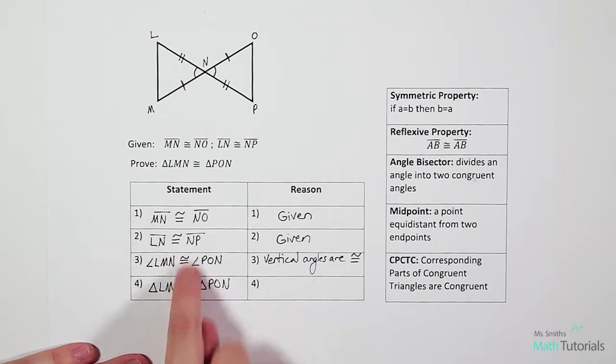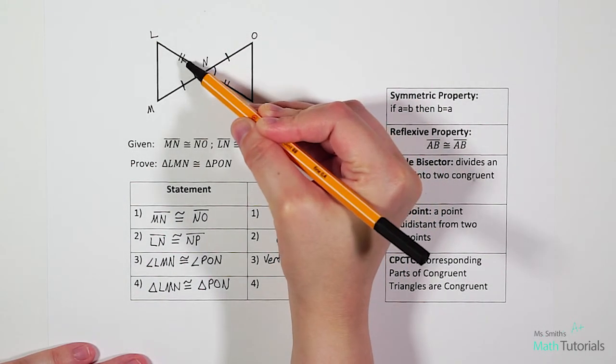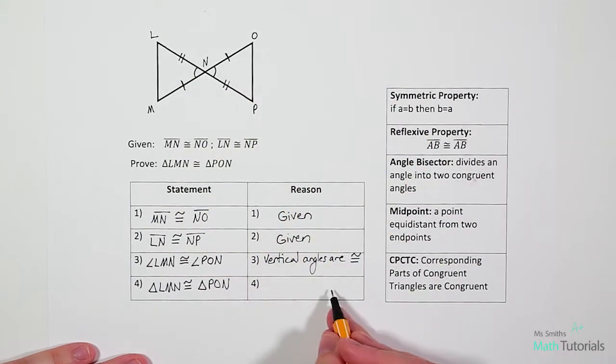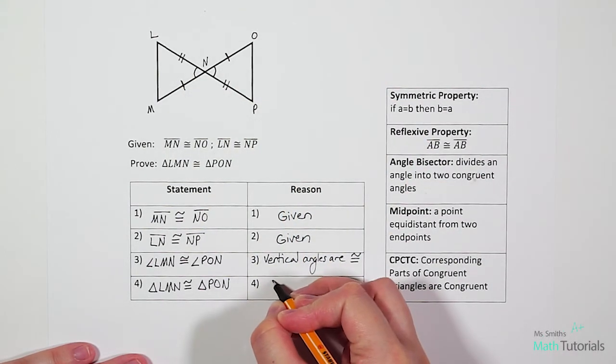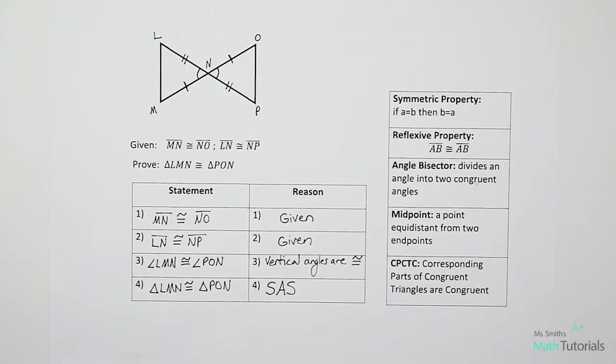So now we're at a point where we're able to prove that triangle LMN is congruent to triangle PON. And the reason we're able to say these triangles are congruent, and again, this goes back to our triangle congruency video, is through side, angle, side. And we can write that out, or we could just shorthand side, angle, side.